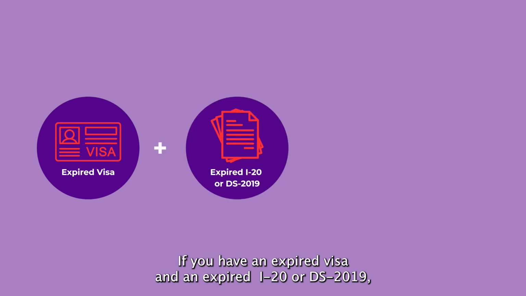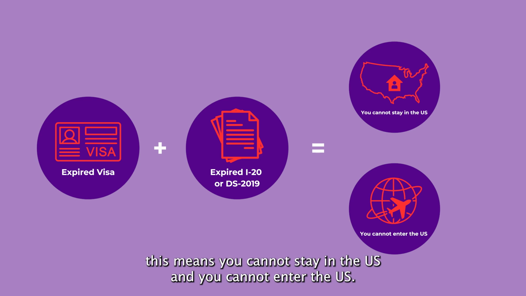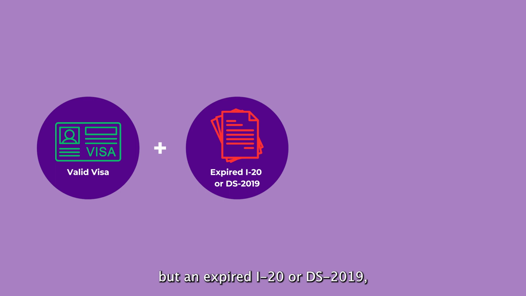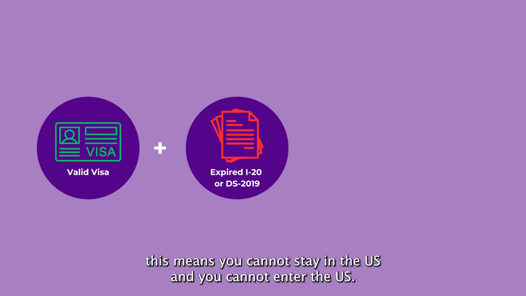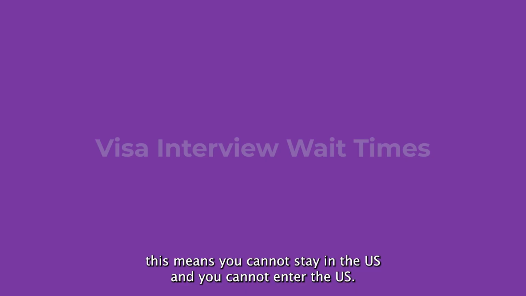If you have an expired visa and an expired I-20 or DS-2019, this means you cannot stay in the US and you cannot enter the US. If you have a valid visa but an expired I-20 or DS-2019, this means you cannot stay in the US and you cannot enter the US.